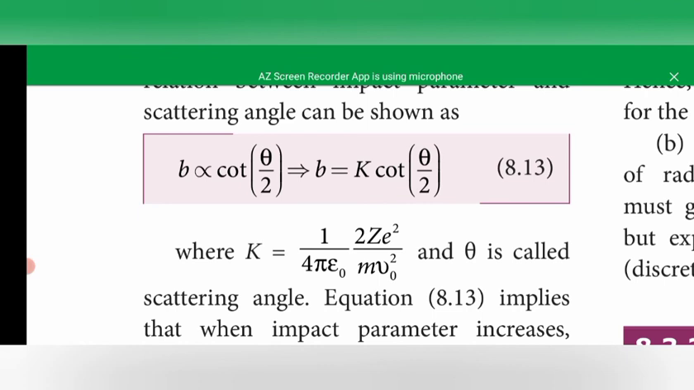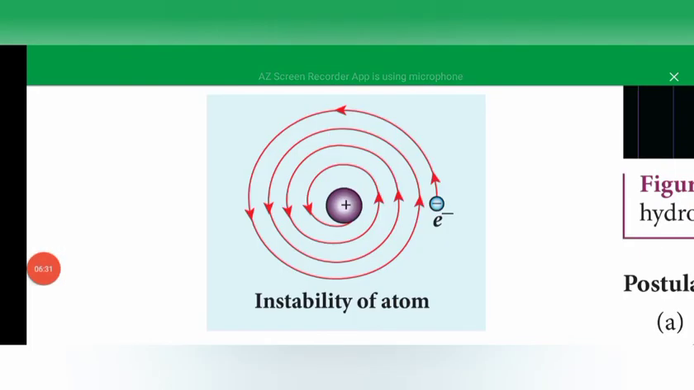And what are the drawbacks of the Rutherford model? The Rutherford atom model can help to calculate the diameter of the nucleus only, and also to find the size of the atom. But it has some limitations, that is, drawbacks or disadvantages. The first one is that this model fails to explain the distribution of electrons around the nucleus, and also the stability of the atoms.